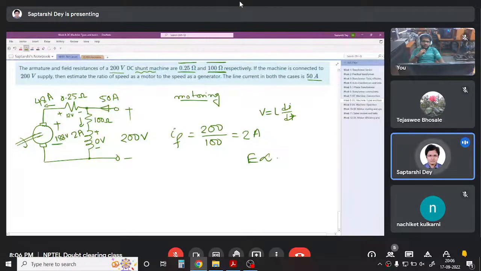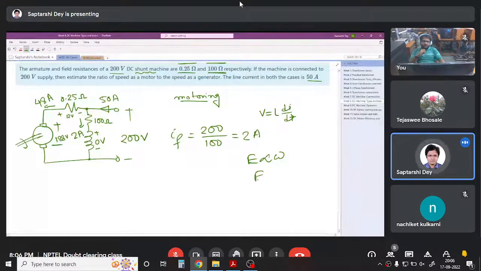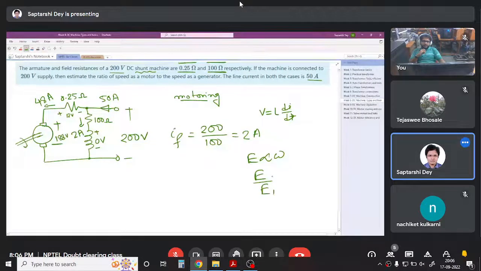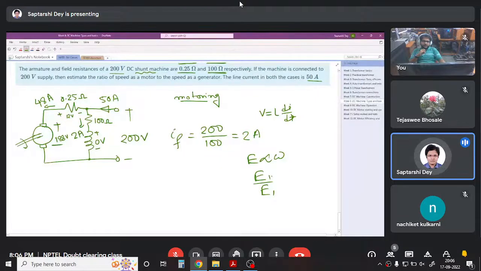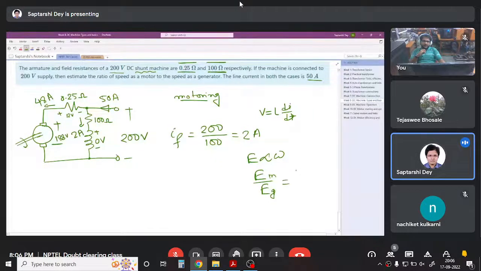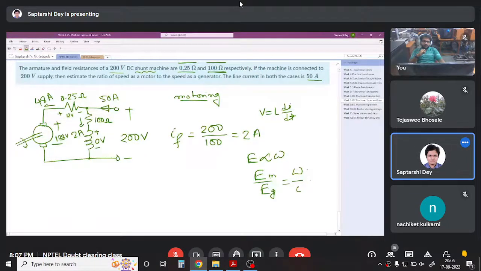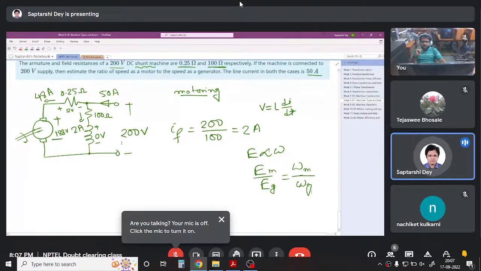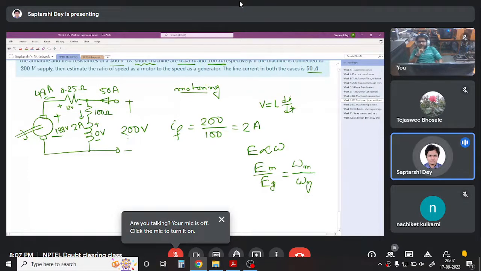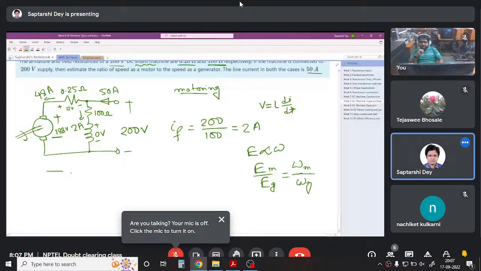We know that E is proportional to omega. So if you can find out the ratio of the back EMF as a motor and as a generator, we can find out the ratio of speed as a motor and as a generator. Fine. So we have got the back EMF in case of the motor. Now we will have to find out the back EMF when it operates as a generator.